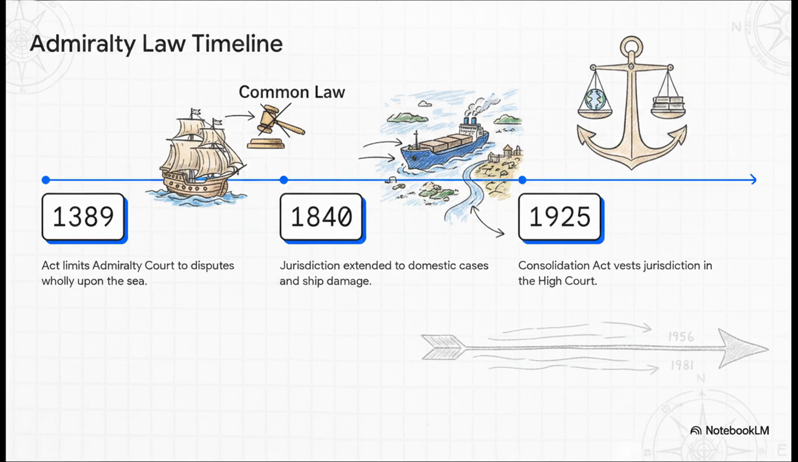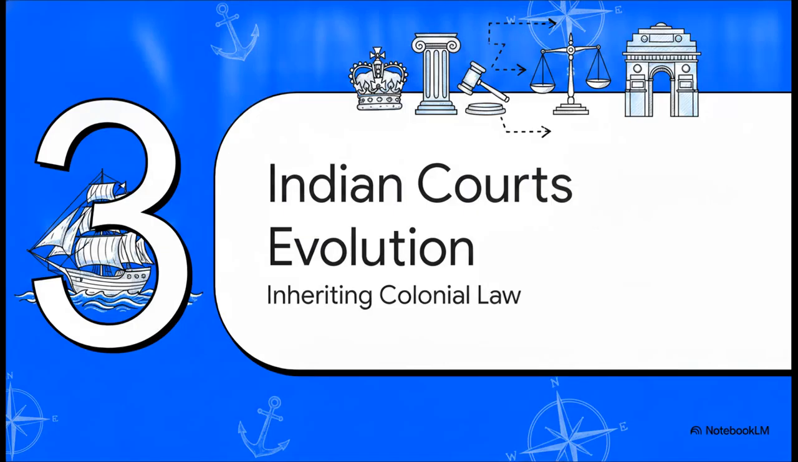But, as global trade absolutely exploded, the law had to adapt. By 1840, the Admiralty Court Act extended their reach back inland to handle domestic cases and ship damage. And this consolidation just kept going through 1925 and again in 1956 and 1981, constantly broadening the court's jurisdiction to match modern international conventions. Which brings us to Section 3, Evolution in Indian Courts, Inheriting and Challenging Colonial Law.